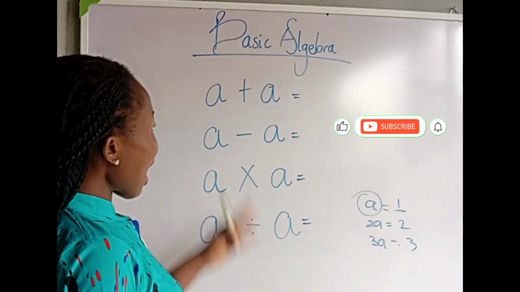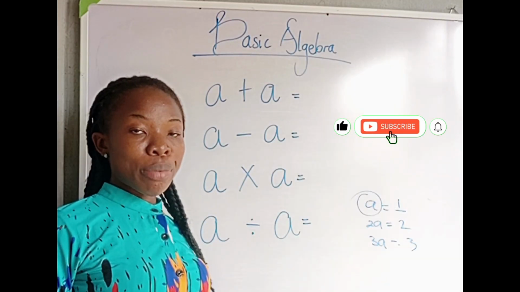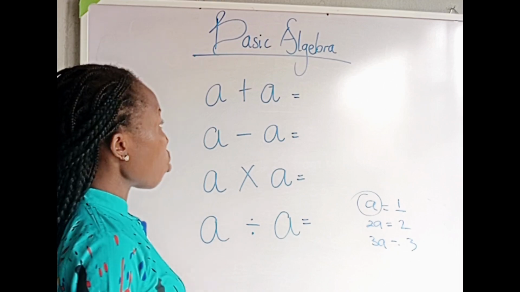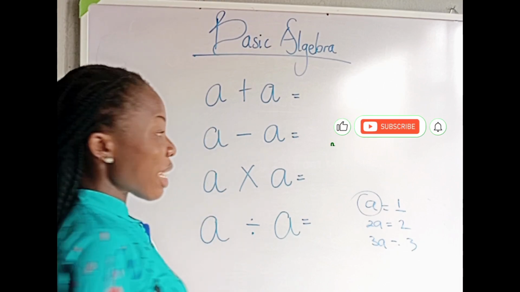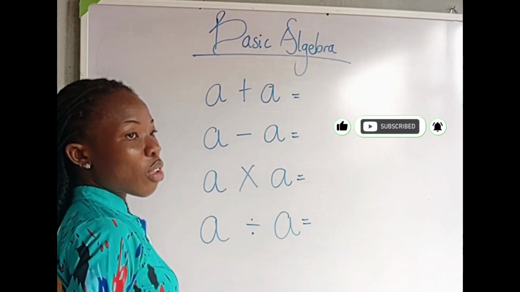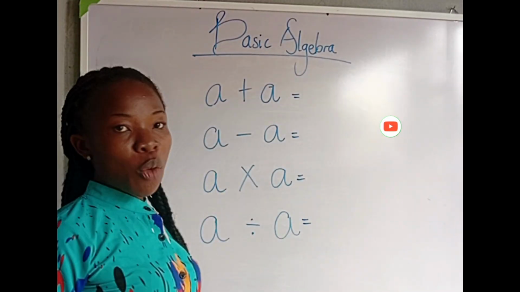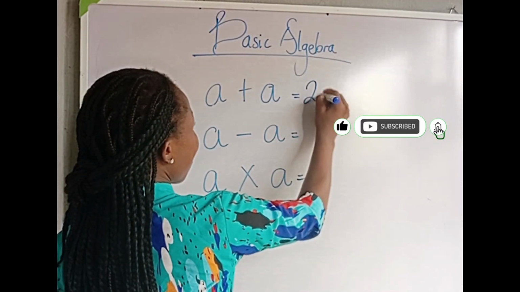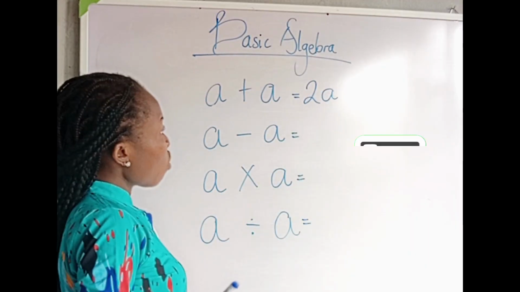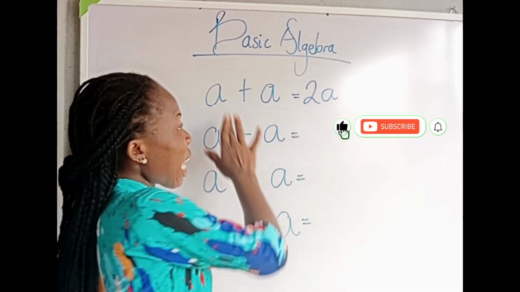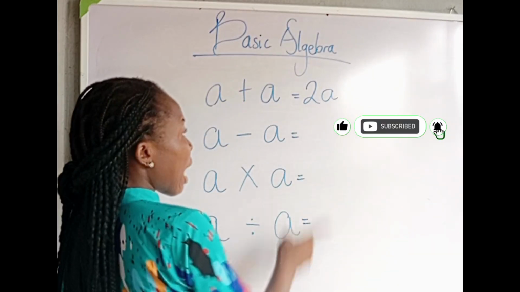The same way we add our numbers, subtract our numbers, multiply our numbers, and divide our normal numbers, it's the same thing we do with algebra. So can we begin? Yes, we can. So let's start. So now we have a plus a. How many a do we have there? We have 2a. So the answer is definitely 2a. Just like saying 1 plus 1 equals 2. So a plus another a is 2a.